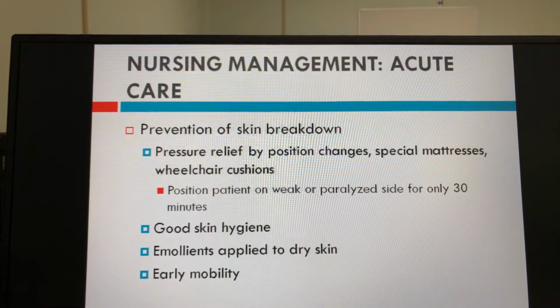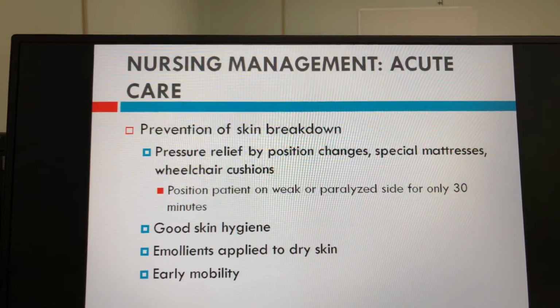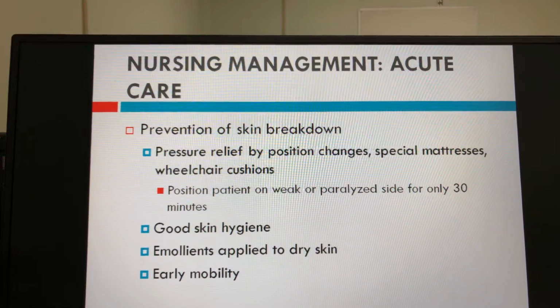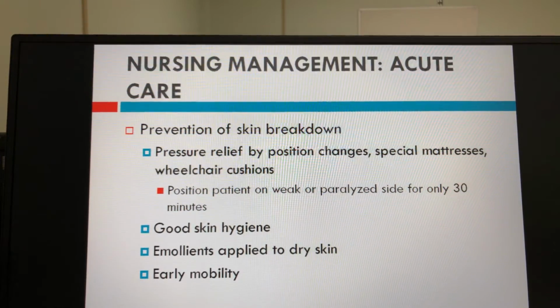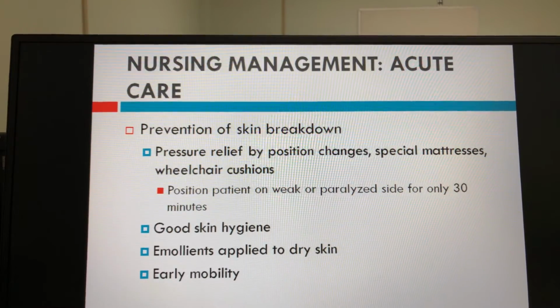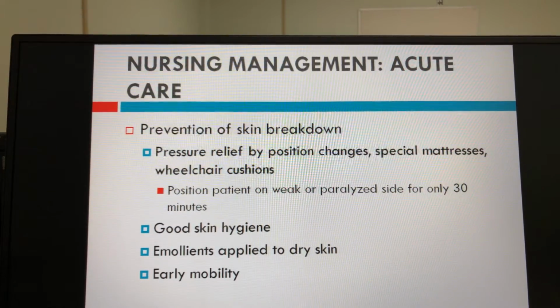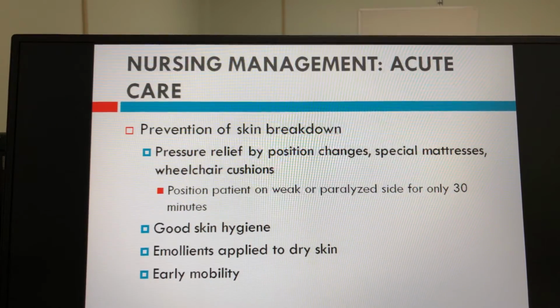So again, for skin breakdown prevention, I think I just said some of those things. We want to relieve pressure by changing position. You may have to have a special mattress. I forgot about that. A lot of them have what they call a low air loss mattress. Wheelchair cushions when they are up in the chair. We want to position the patient on the weak or paralyzed side for only 30 minutes.